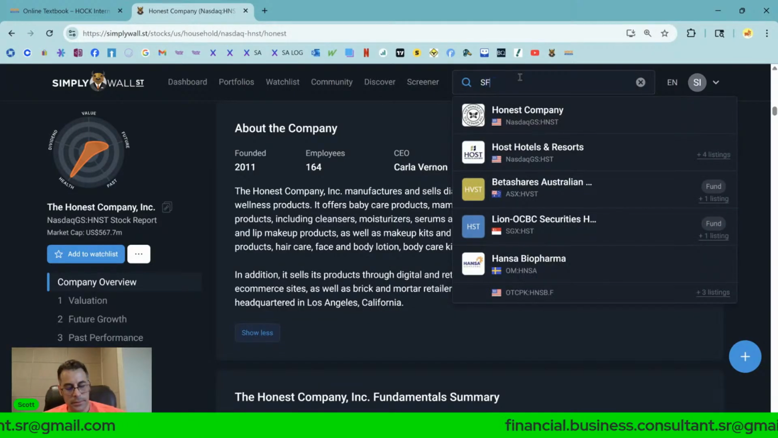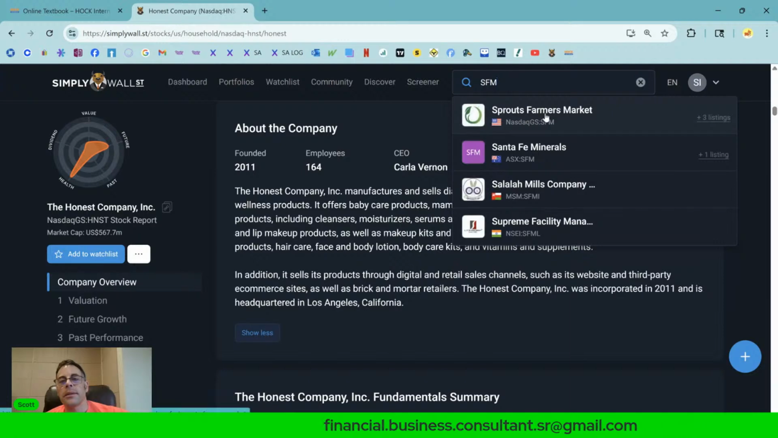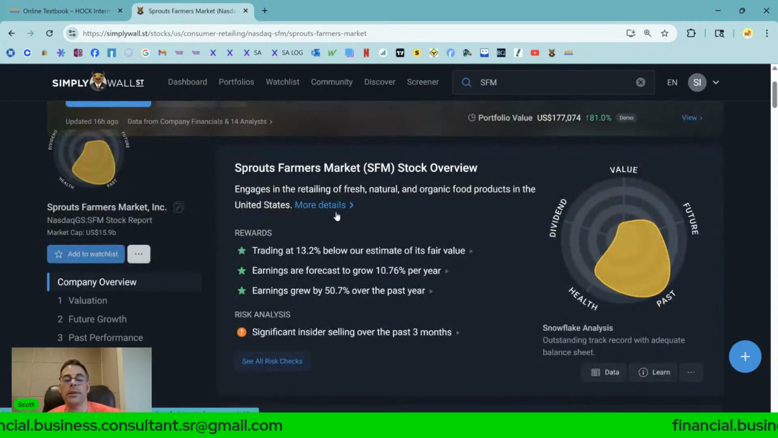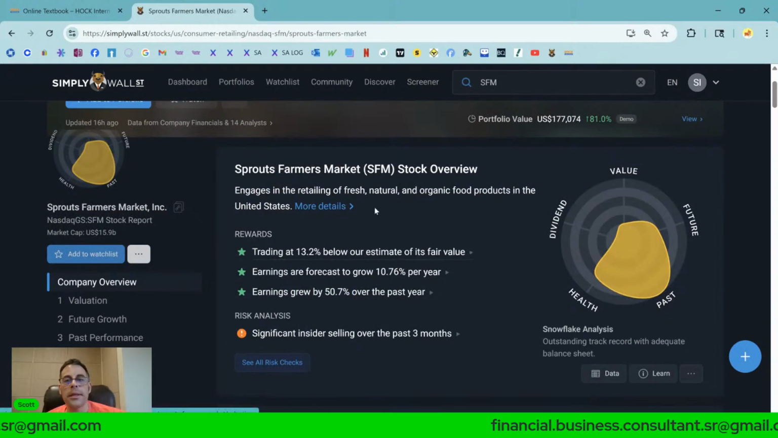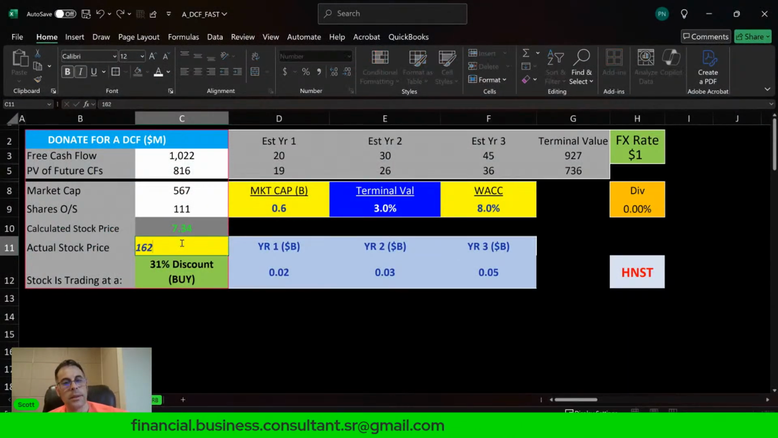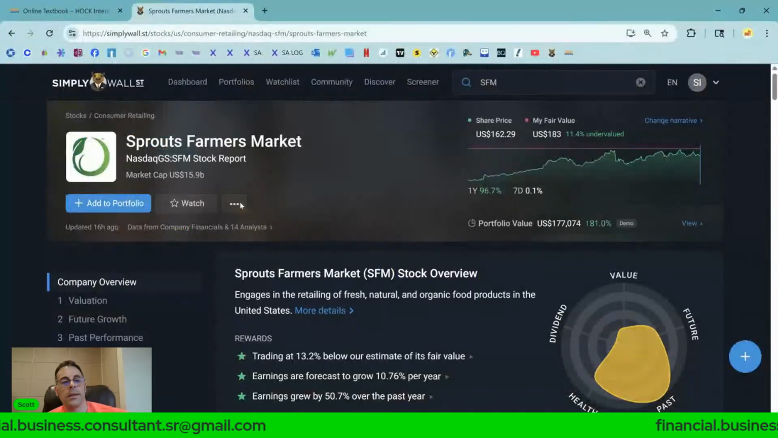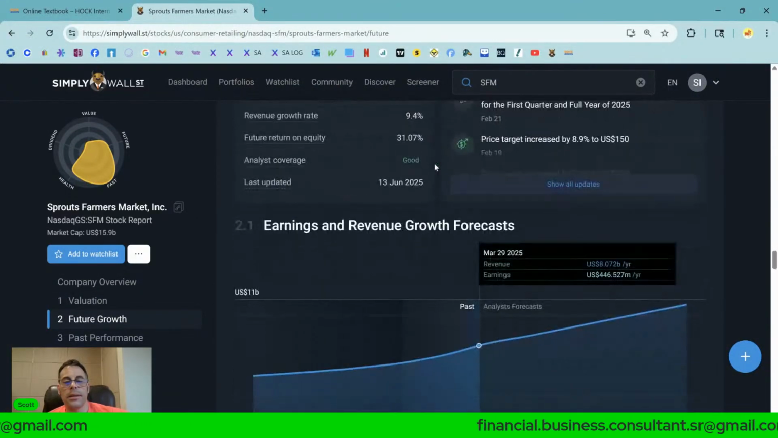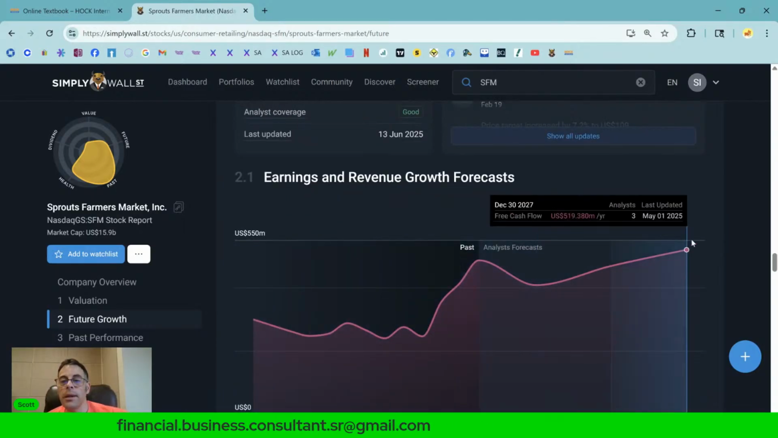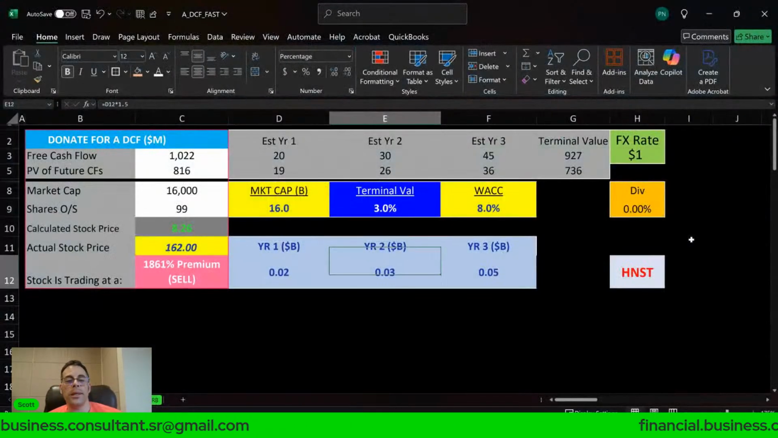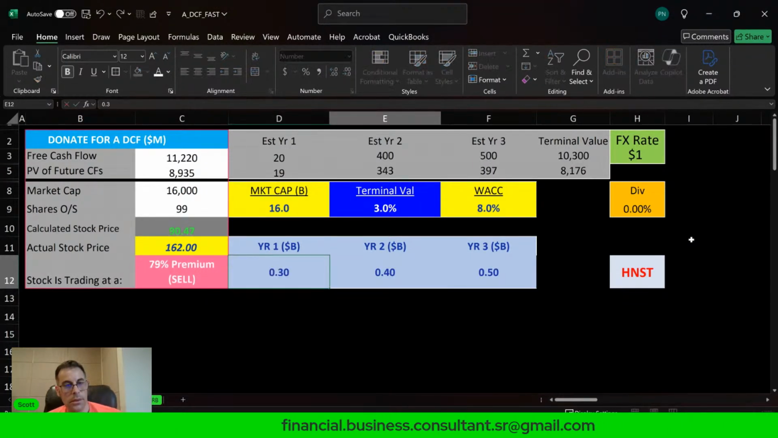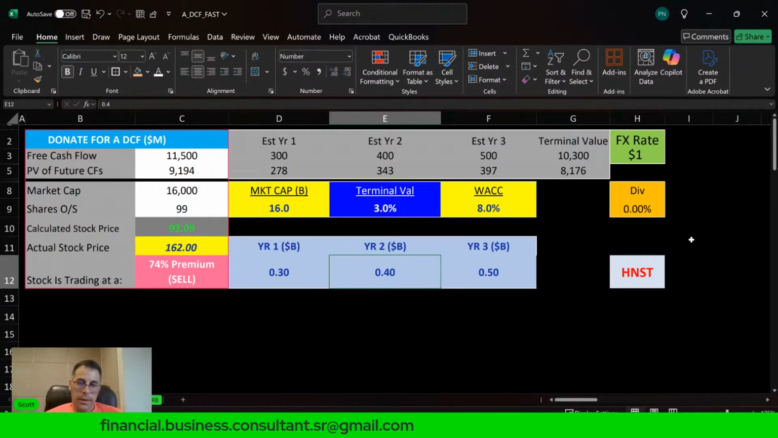Sprouts. That's another. I like going there to the supermarket. It's pretty pricey. 16 billion, 162. Financials look really good. 519 million of free cash by 2027.